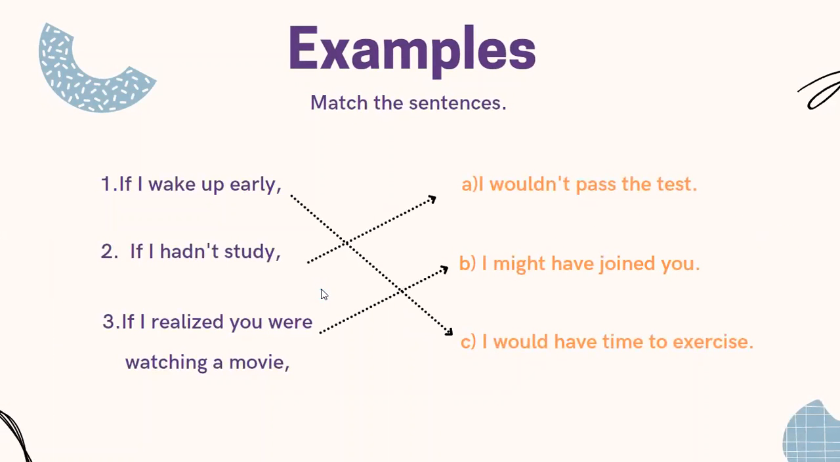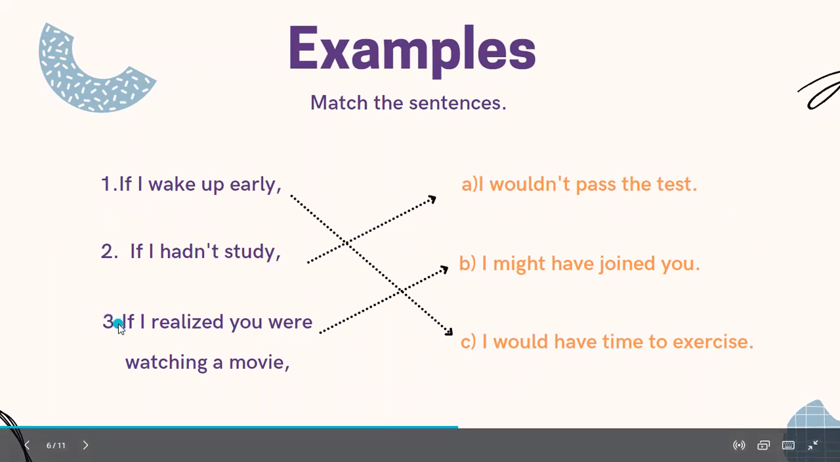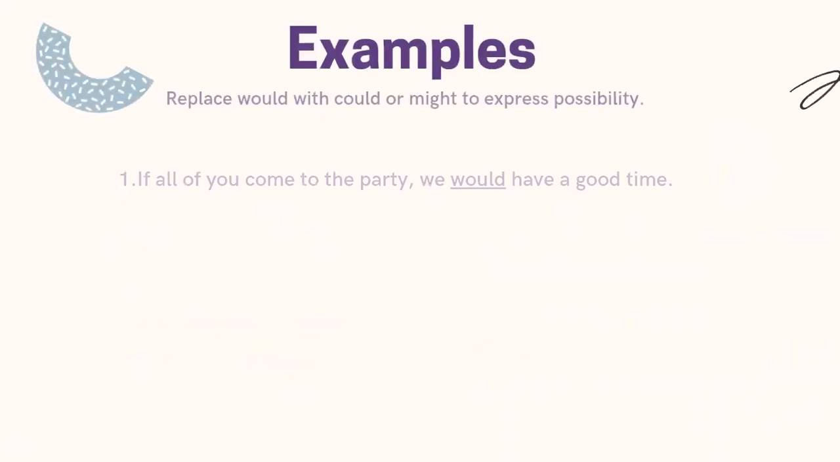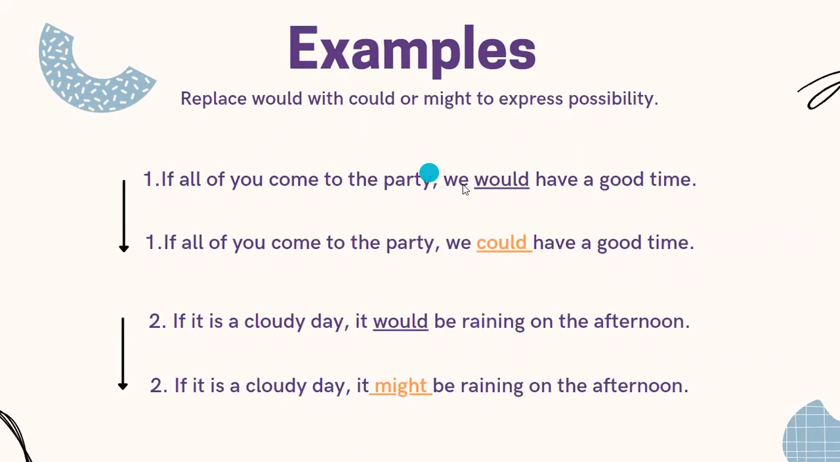Now we're going to match the sentences. For example, if I woke up early, I would have time to exercise. If I hadn't studied, I wouldn't pass the test. Wouldn't, the contracted negative form of would not. If I realized you were watching a movie, I might have joined you. Notice here that I have changed the word would for might.